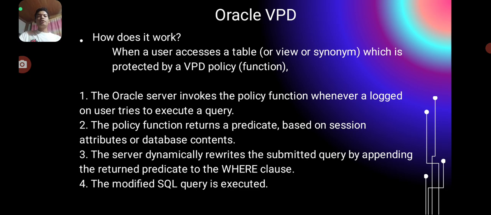So first, the Oracle server invokes the policy function whenever a logged-on user tries to execute a query. Second, the policy function returns a predicate based on session attributes or database contents. Third, the server dynamically rewrites the submitted query by appending the returned predicate to the where clause. Last one, the modified SQL query is executed.